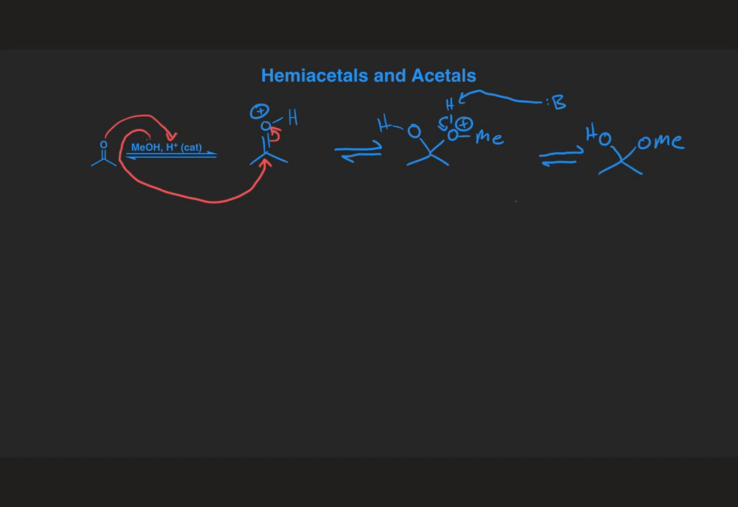This compound is known as a hemiacetal. It's got one oxygen that's forming an ether, so I've added an OMe to my ketone, and I've got one OH group attached to that same carbon. We can keep going to form an acetal, and so again, this is going to be an equilibrium reaction.